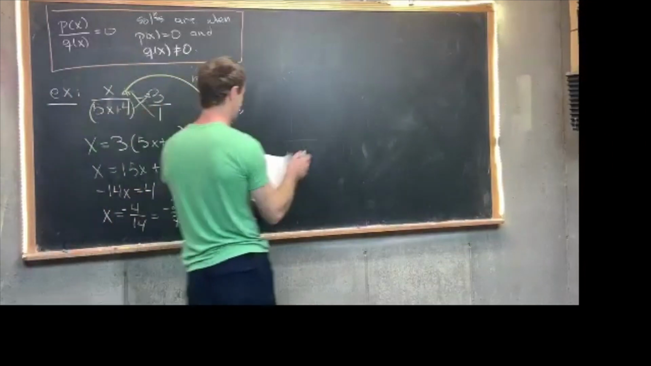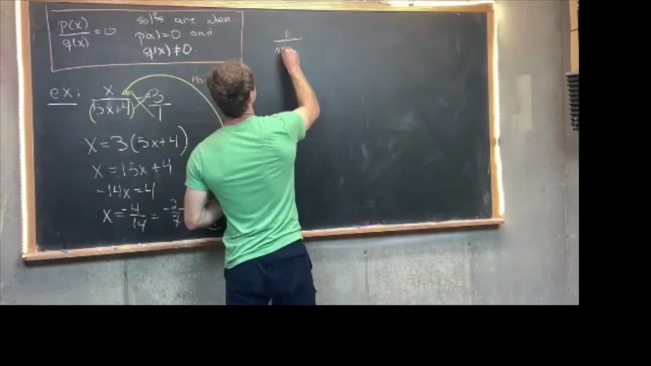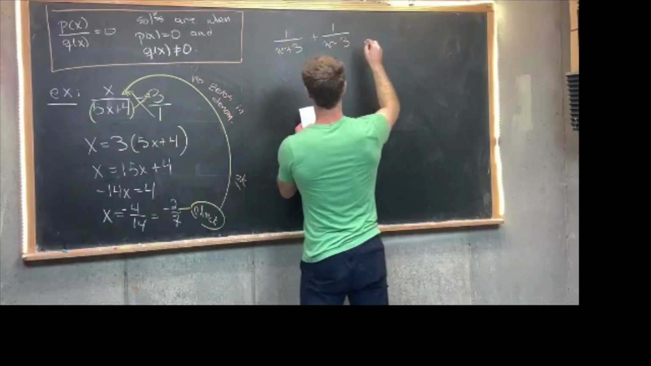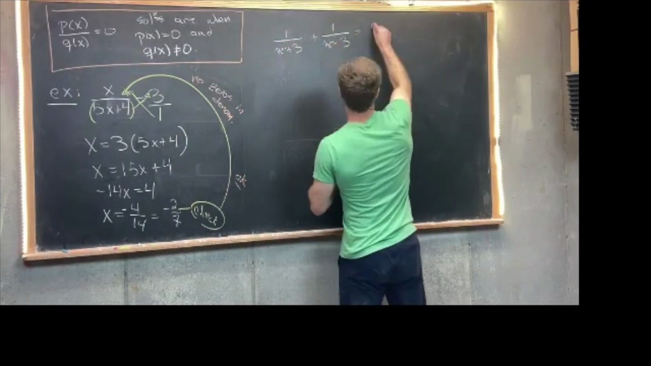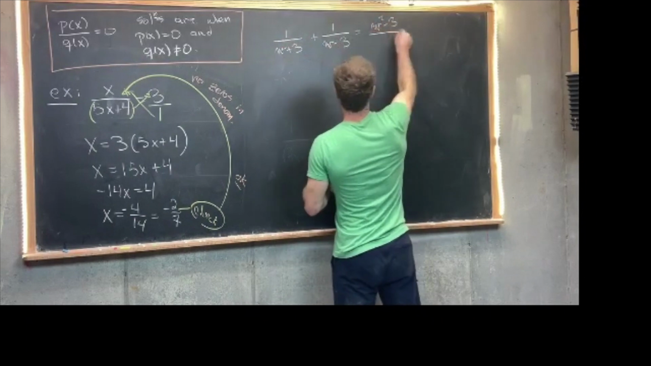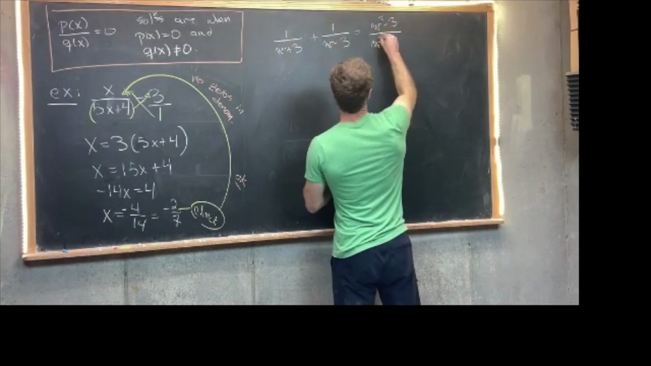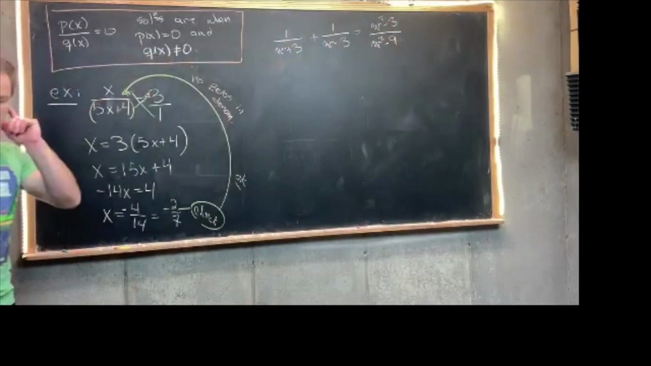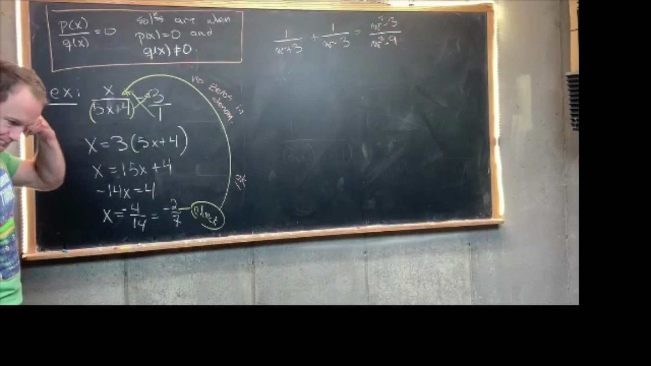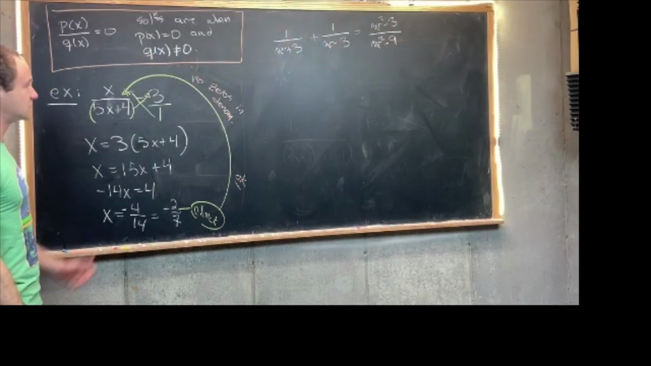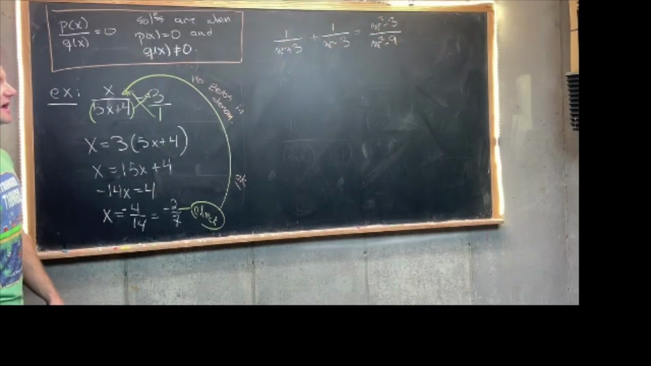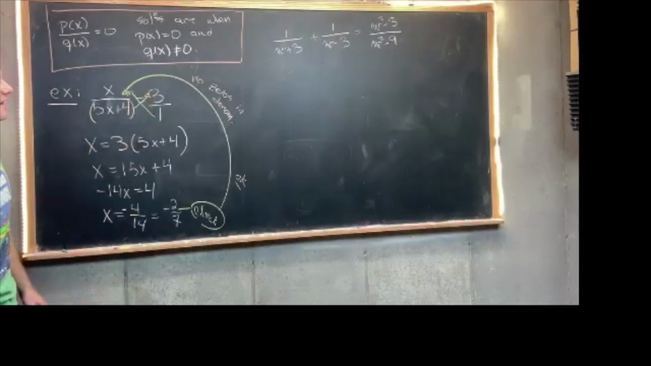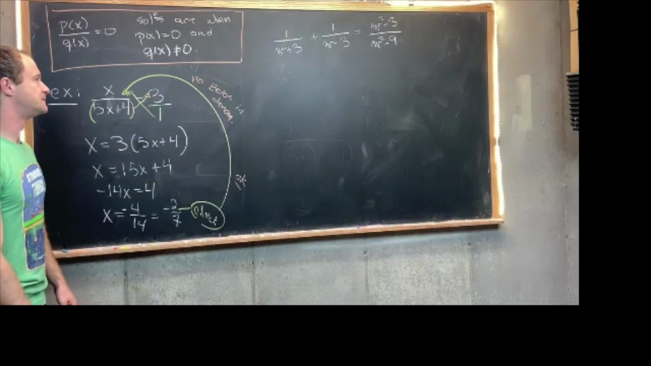All right, let's look at another one. So let's look at this: 1 over w plus 3 plus 1 over w minus 3 equals w squared minus 3 over w squared minus 9. So we still want to use the same strategy as we did over here, which is essentially to multiply by something that clears the denominators, which is what we did here.